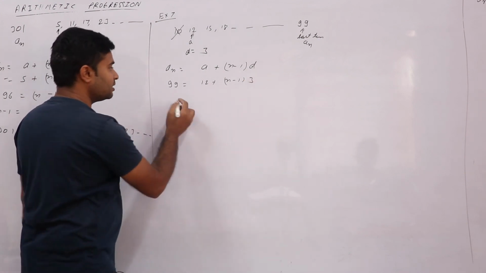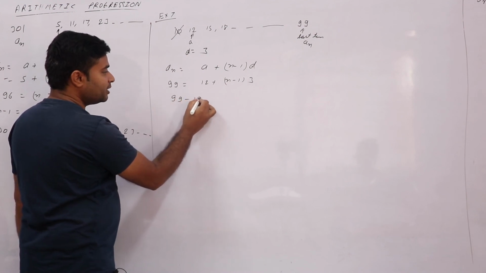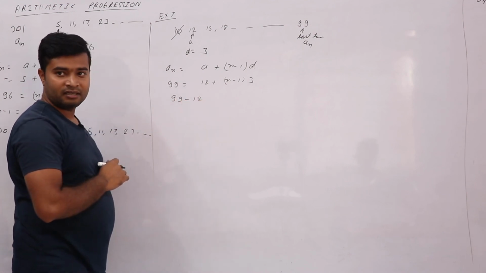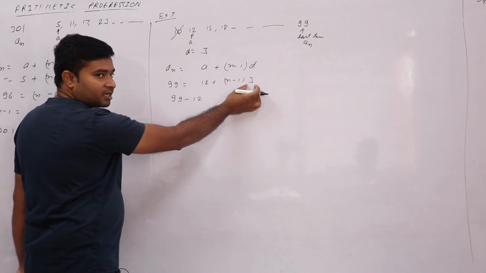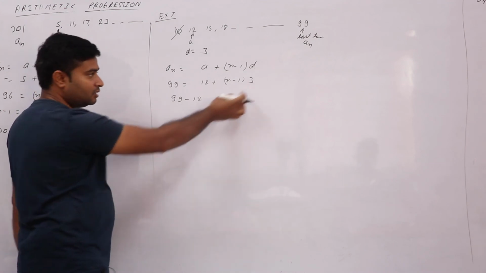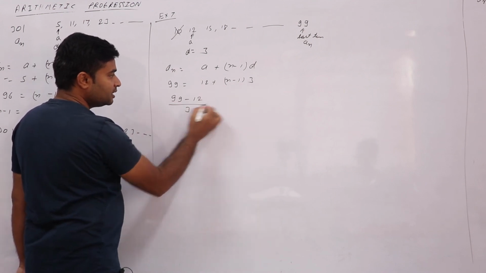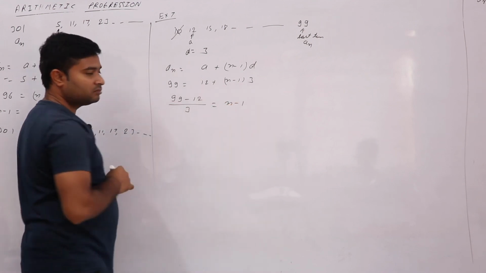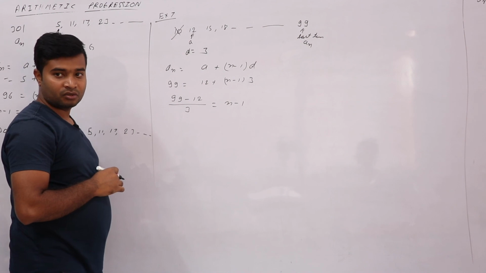See, now watch how to do it directly. 99 minus 12. This side is multiplication, so on this side it becomes division. So 99 minus 12 divided by 3 is equal to n minus 1. True or not?